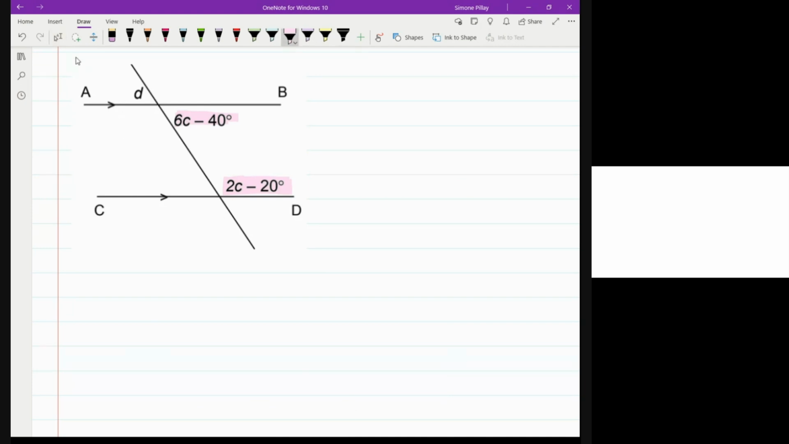Okay, so, ma'am, what we do is, 6c minus 40. Ma'am, can I please start with the reason? Mm-hmm. So, my reason, ma'am, is alternate angles are equal. Alternate angles are equal. Okay. And 6c minus 40 is equal to 2c minus 20.